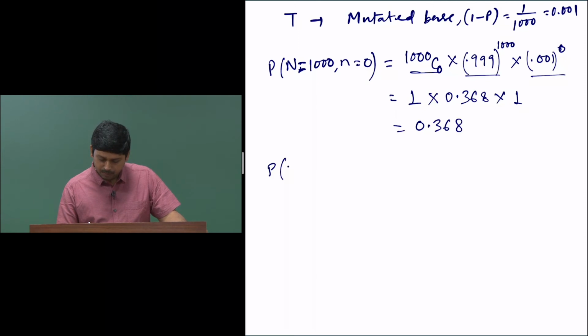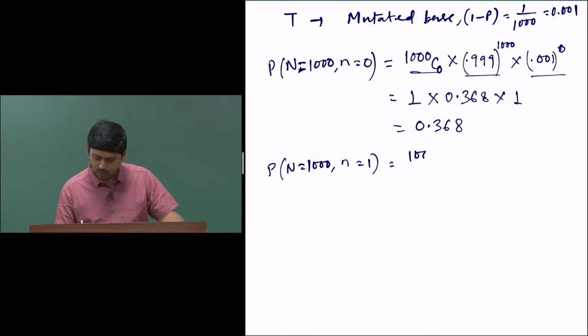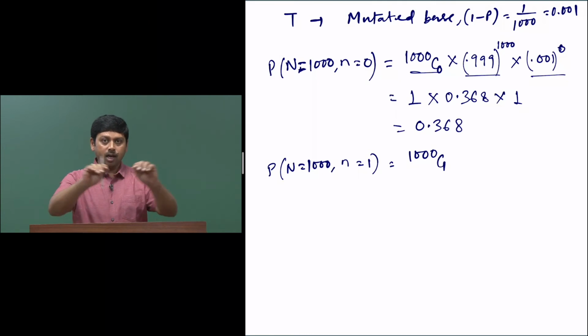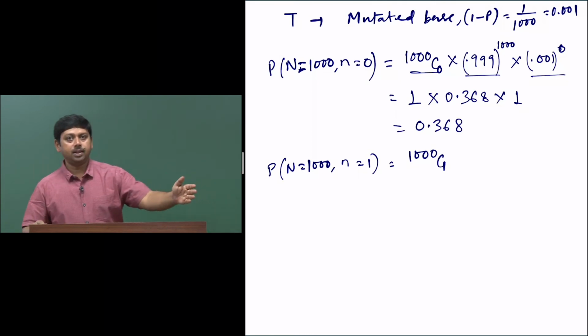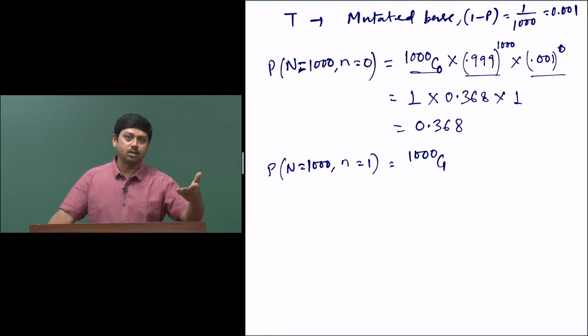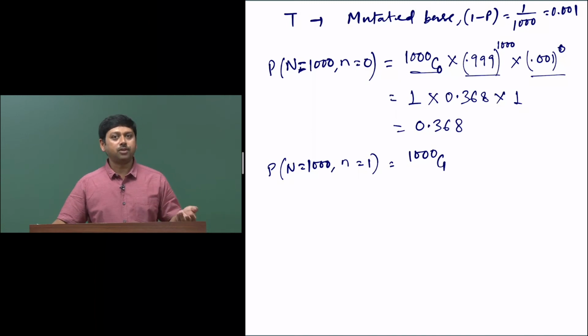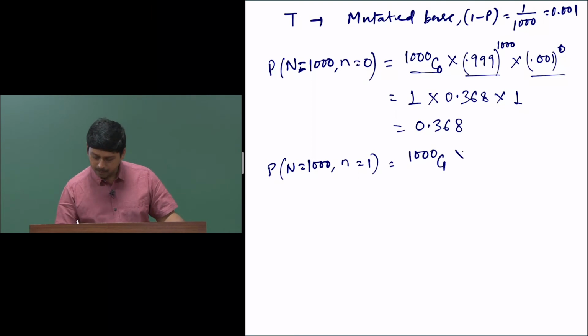Let us do the next one, P_n(n) with N equal to 1000 again, because out of 1000 bases we are going to consider small n equal to 1. Again, that will be 1000 C 1, because the mutation can happen at any point. In the 1000 bases, the mutation can happen in the first base or in the second base or in the third base. So, there are 1000 possibilities for the mutations to happen, and that is what 1000 C 1 indicates.